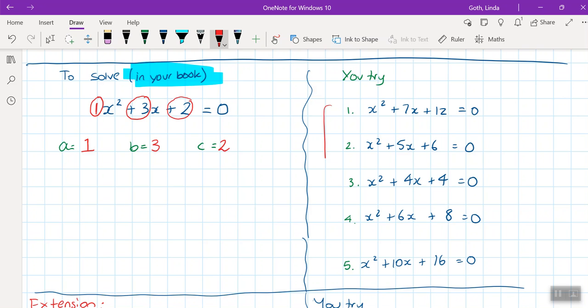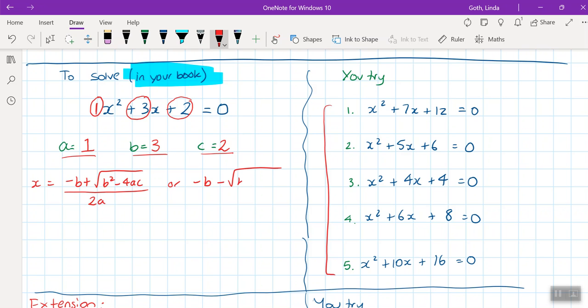And for all of our examples that we're about to do, everything's positive, so you don't need to worry too much about capturing positive and negative numbers for these 5 questions. Now we want to put these values of a, b and c into our formula. So our quadratic formula says that x is equal to minus b plus the square root of b squared minus 4ac all over 2a, or minus b minus the square root of b squared minus 4ac all over 2a.